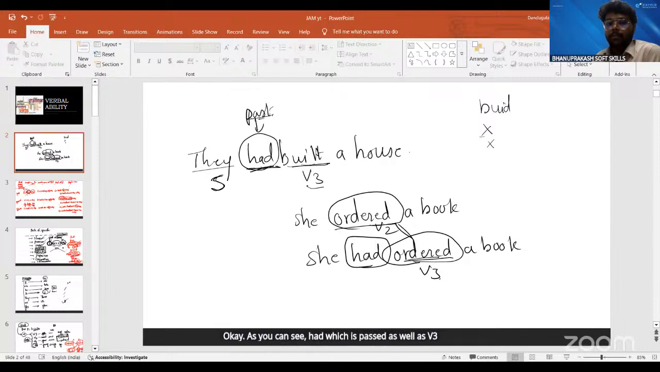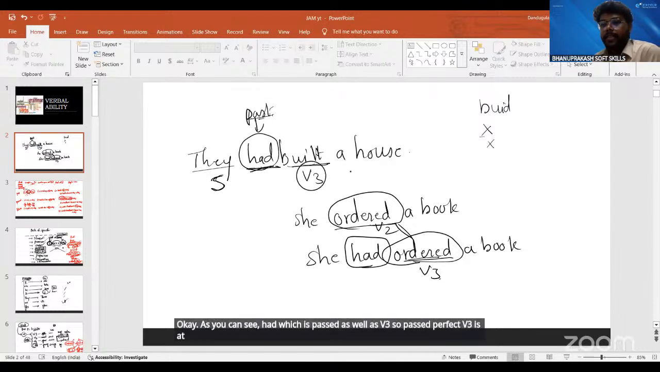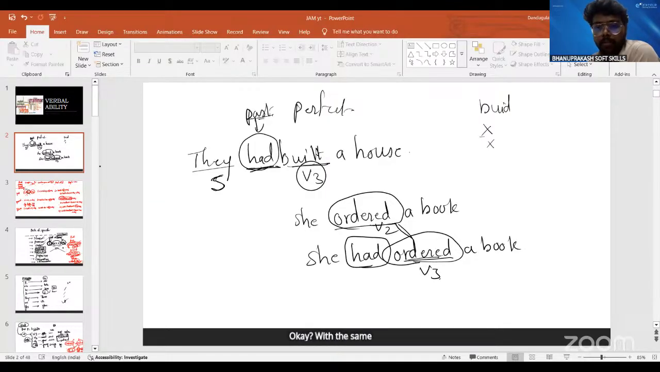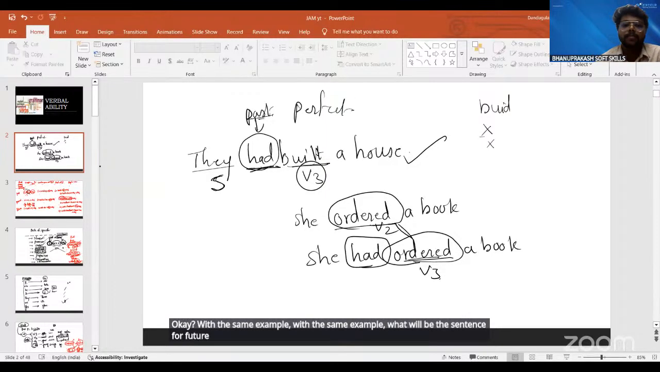Okay. As you can see, had, which is past, as well as V3. So past perfect. V3 is at which position? It is in the third position. Third position is perfect only, right? So it is past perfect. Okay. With the same example, what will be the sentence for future continuous?